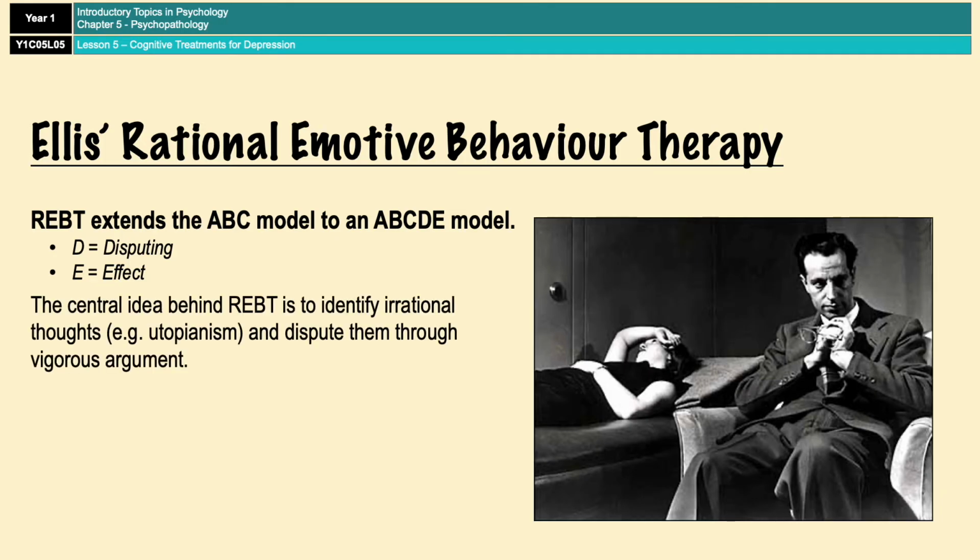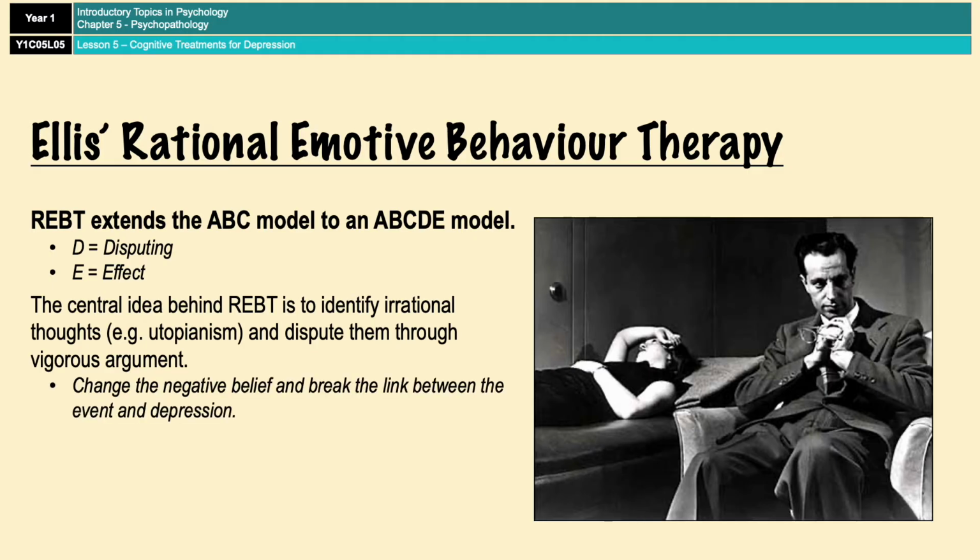For example, a client might talk about how unfair things seem, and a therapist would then identify that as an example of utopianism and challenge it as an irrational belief. That would involve vigorous arguments whereby the intended effect is to change the irrational belief and then break the link between the negative life event and depression. Now, disputing is the hallmark of REBT, and disputing is this vigorous argument that very often happens between therapist and client. And Ellis identified different ways in which disputing can happen.